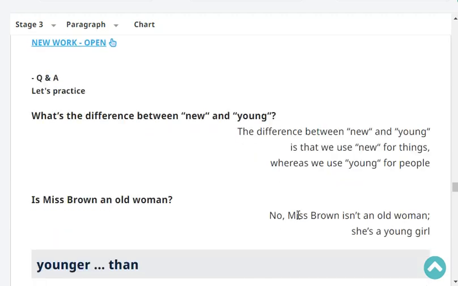What's the difference between new and young? The difference between new and young is that we use new for things.